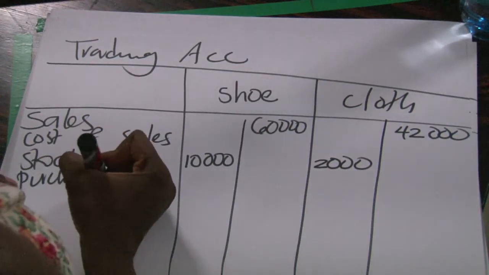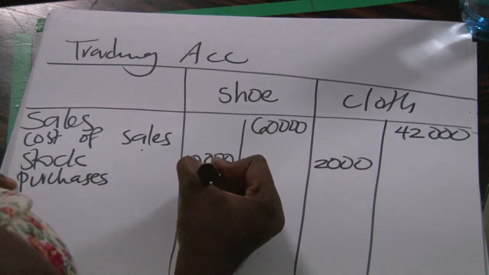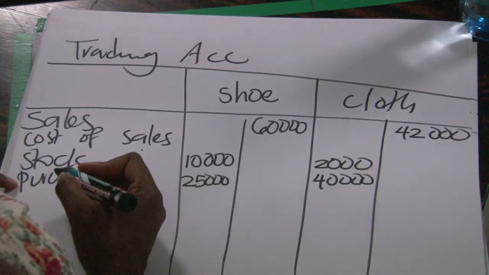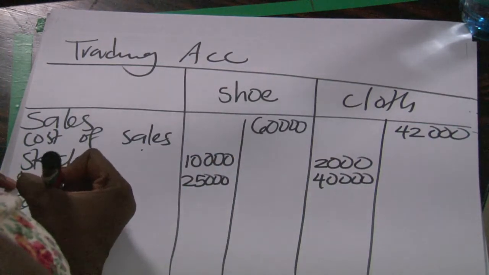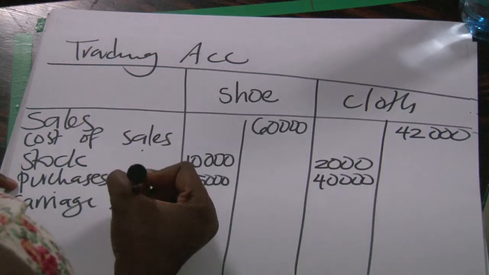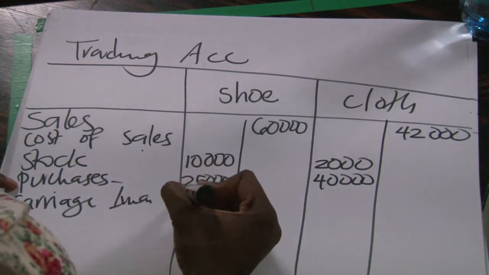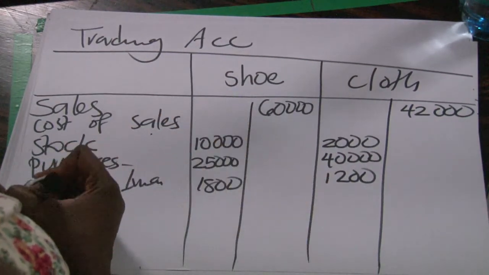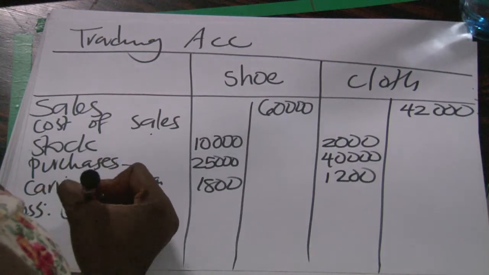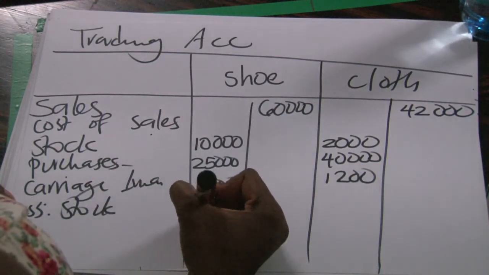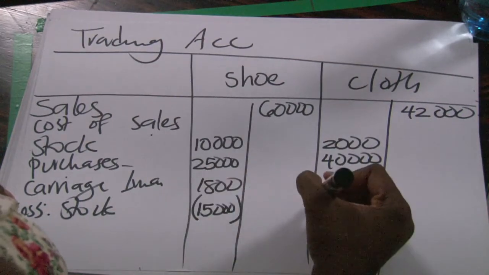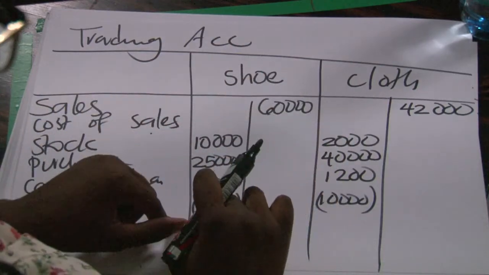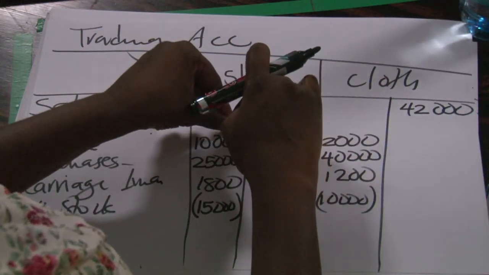We are adding. How much are the purchases? 25 and 40. Sorry, I don't have a calculator. We have carriage inwards: here we have 180, here we have 1,200. And then less closing stock, the last one. We have 15,000 here and 10,000 here. This one added together minus this will give us the cost of sales.